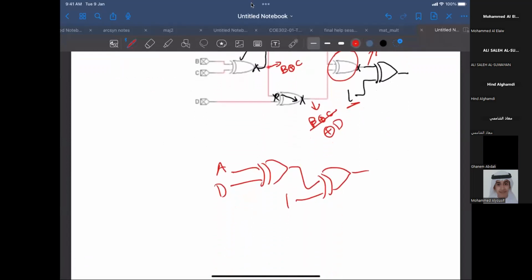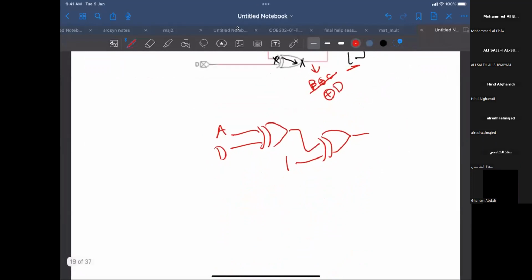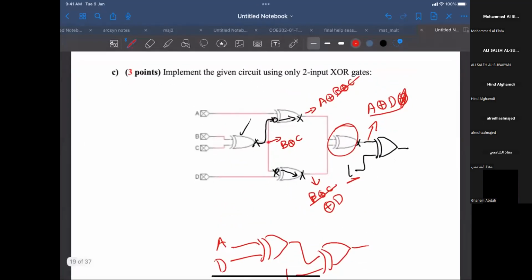Yes, thank you. Doctor, please, the question says to use the minimum number of XOR gates, so do I have to decrease it or leave it the same? Yeah, usually here it didn't say. So basically, if it didn't say, then yeah, you're right. You have the option to minimize it or not. But it is always better to come up with the minimum number of XOR gates. Okay.